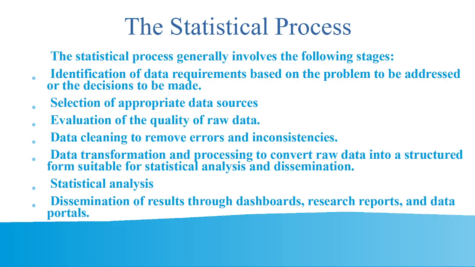The statistical process. The statistical process generally involves the following stages. Identification of data requirements based on the problem to be addressed or the decisions to be made. Selection of appropriate data sources. Evaluation of the quality of raw data. Data cleaning to remove errors and inconsistencies. Data transformation and processing to convert raw data into a structured form suitable for statistical analysis and dissemination.